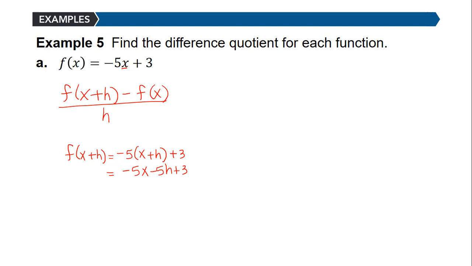And we already know what f of x is. That's our original function, and h is just some number. And so we would have f of x plus h, which we just found is negative 5x minus 5h plus 3. Then we will subtract off our function, so we need to put this in parentheses, negative 5x plus 3. And then divided by h. And then we simplify this as much as we can.